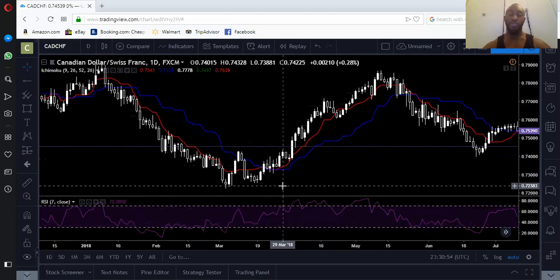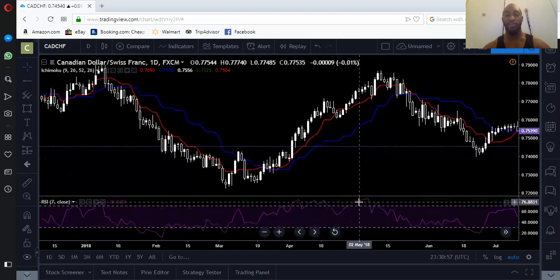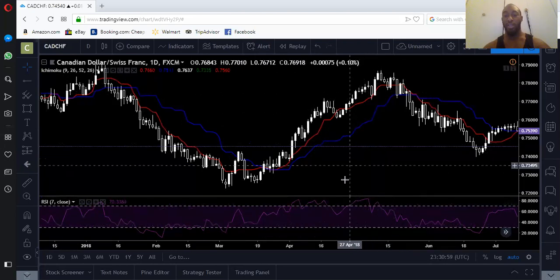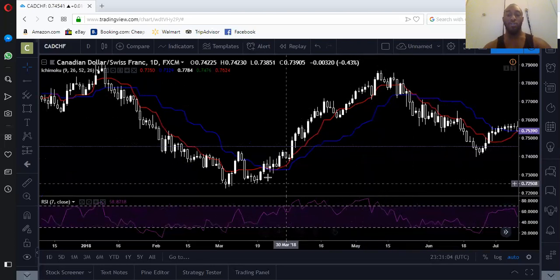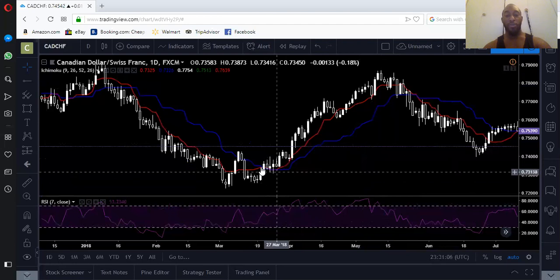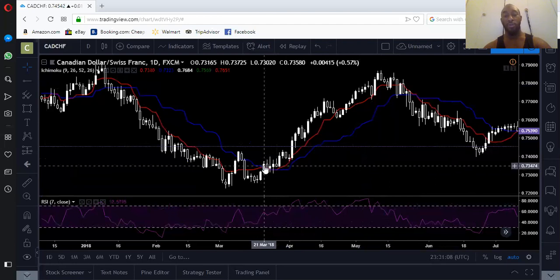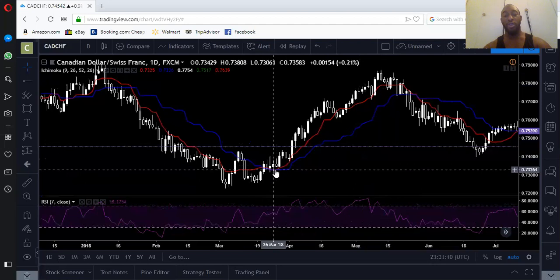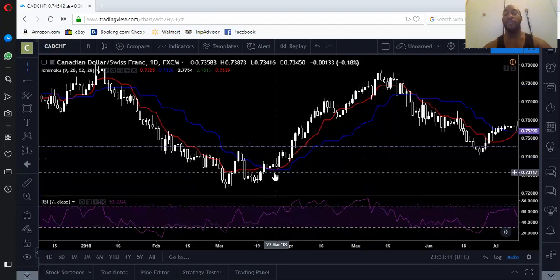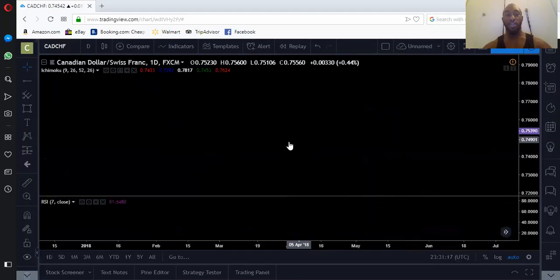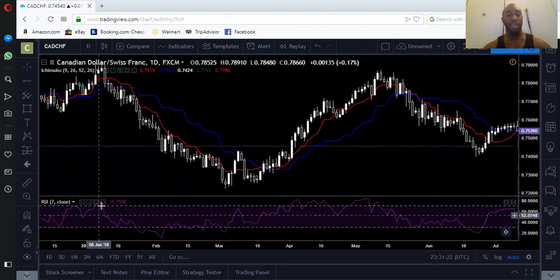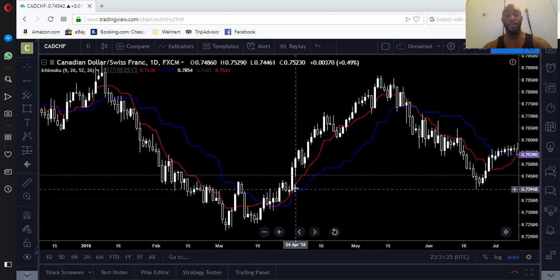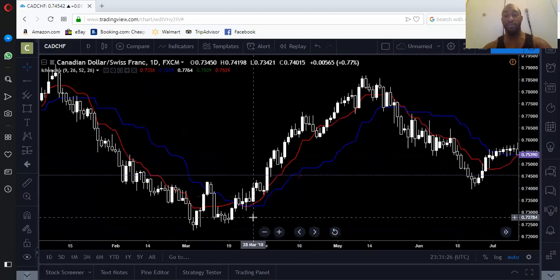Especially when it gets up higher in these levels, when they go from equilibrium to equilibrium, which is in here. So I'm going to show you guys. This TK cross is formed. Once this TK cross is formed, that's the first indication that the market is starting to move in the other direction. It's not always true, but on the higher time frames, it's more accurate.